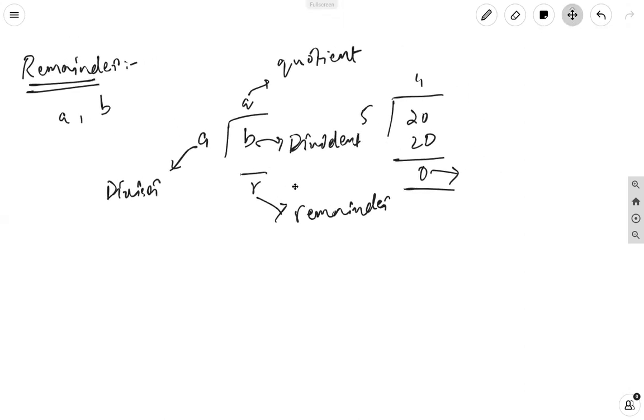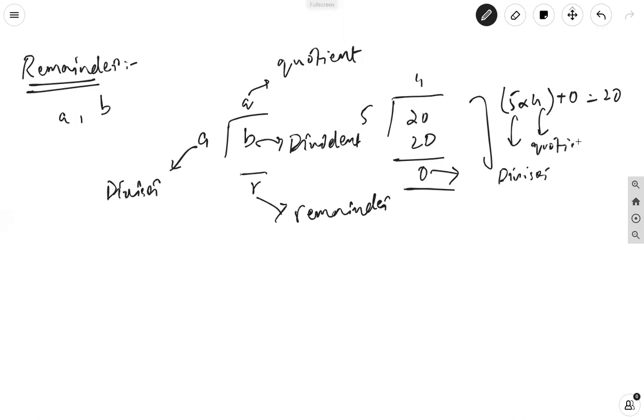So we can also write this as 5 into 4 plus 0 is equal to 20. What does this mean? This means that this is the divisor into quotient plus remainder is equal to dividend. Everyone is with me till now? Yes.